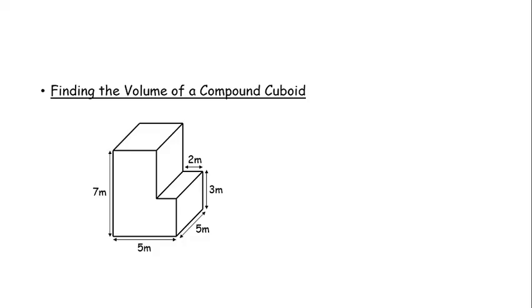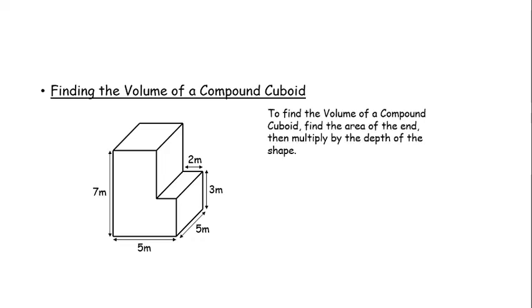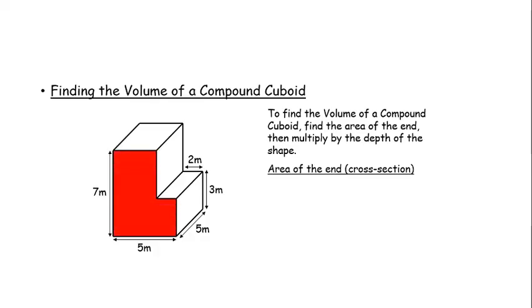Now, last example. Let's look at the volume of a compound cuboid. Nothing changes. You still just need to find the volume, or the area of the cross section, and you times it by the length. So let's look at this now. The cross section in this case is going to be this shape here. So I need to find the area of this L shape.